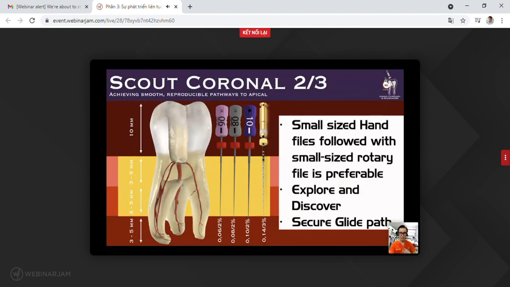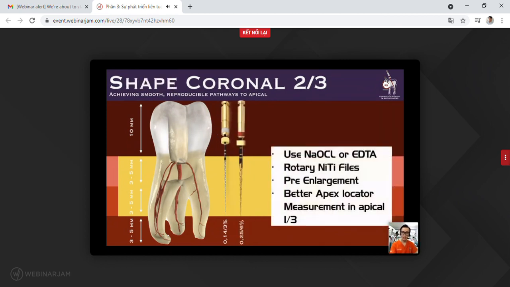For me, I use 1G from Micromega because it has a 14, 3% diameter, and it is a very perfect file for securing the glide path from the coronal third up to the apical third. And then don't be rushed. Please prepare the coronal two-thirds. Okay, remember, don't be rushed. Prepare the coronal two-thirds with One Curve.